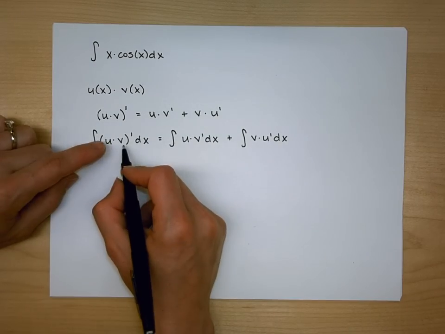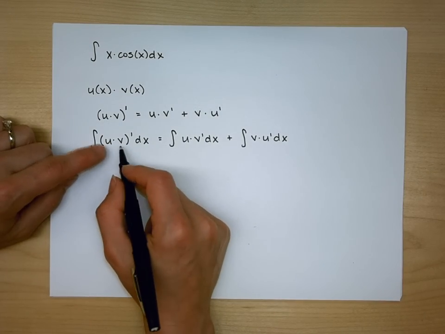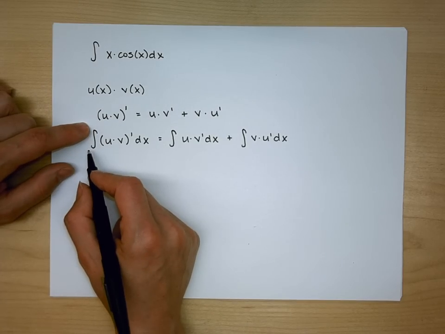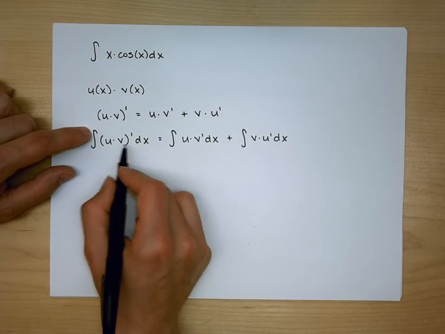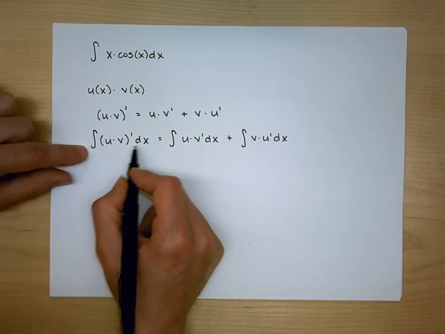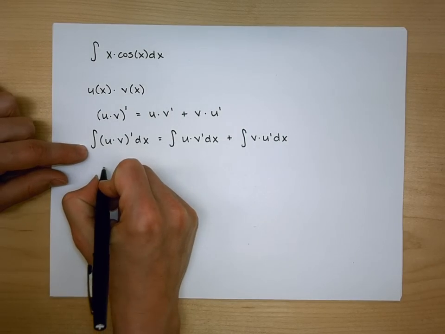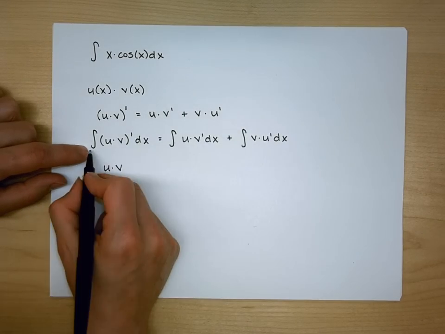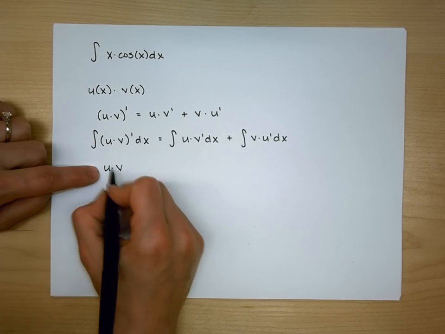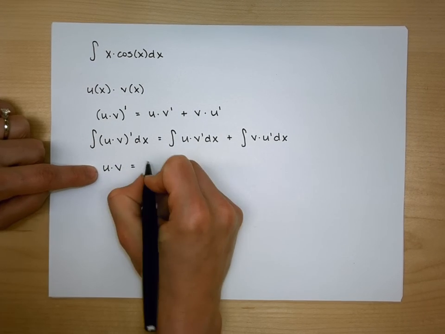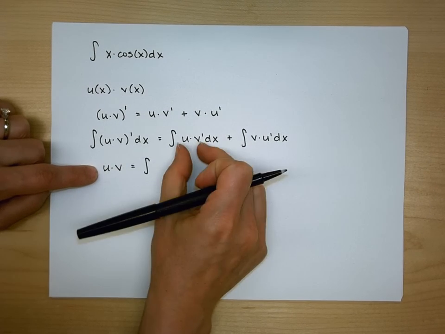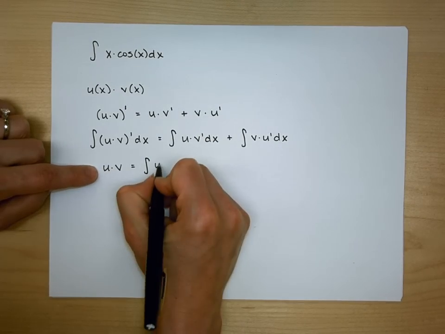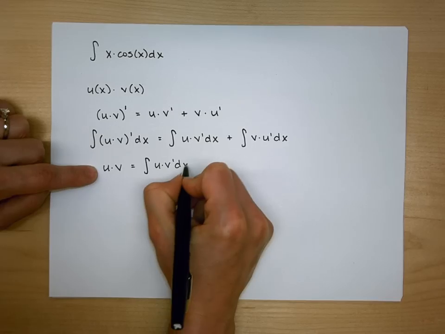Now notice here that this is a derivative, right? I'm taking the derivative of this product, and then I'm taking the integral. Remember from the fundamental theorem of calculus that those two undo each other. So on the left side, all I'm going to get is u times v. Over here, though, I don't have just one set prime. The v is being differentiated, but the u isn't, so I can't really simplify anything on the right.